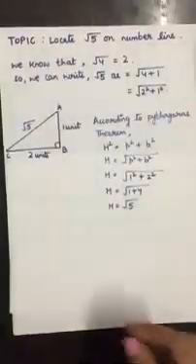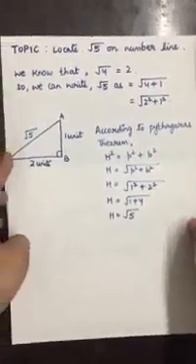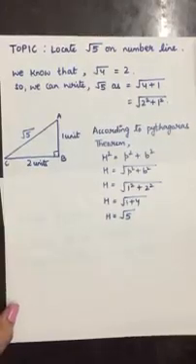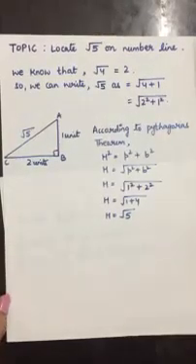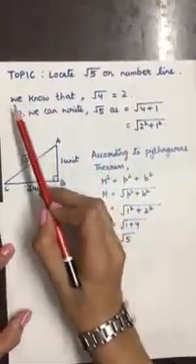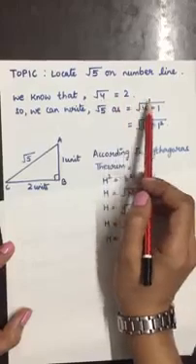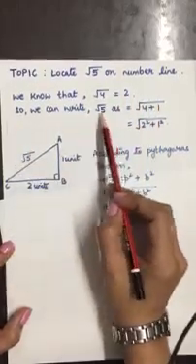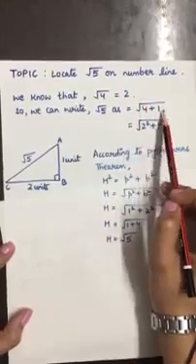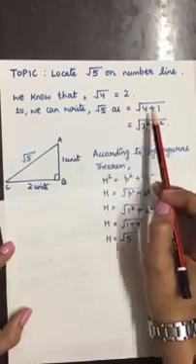Next question is, this is your NCERT question, locate root 5 on the number line. Children, we will proceed with this question also as we did in root 2, but a slight change is there. As we know, under root of 4 is equal to 2, right? Square root of 4 is 2. So we can write square root of 5 as square root of 4 plus 1, because 4 plus 1 is 5.